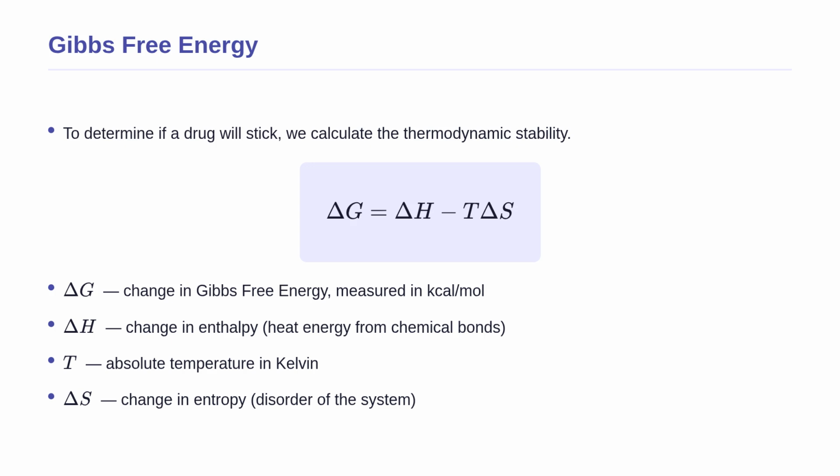Finally, delta S represents the change in entropy, which measures the disorder of the system. For a drug to bind spontaneously, the final value of delta G must be negative. If enthalpy decreases or entropy increases, the binding becomes stronger.